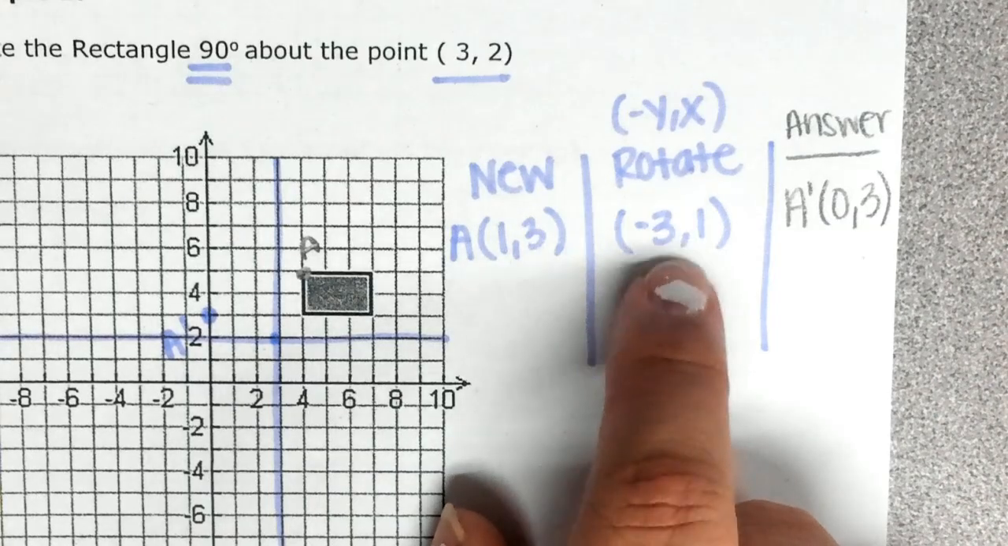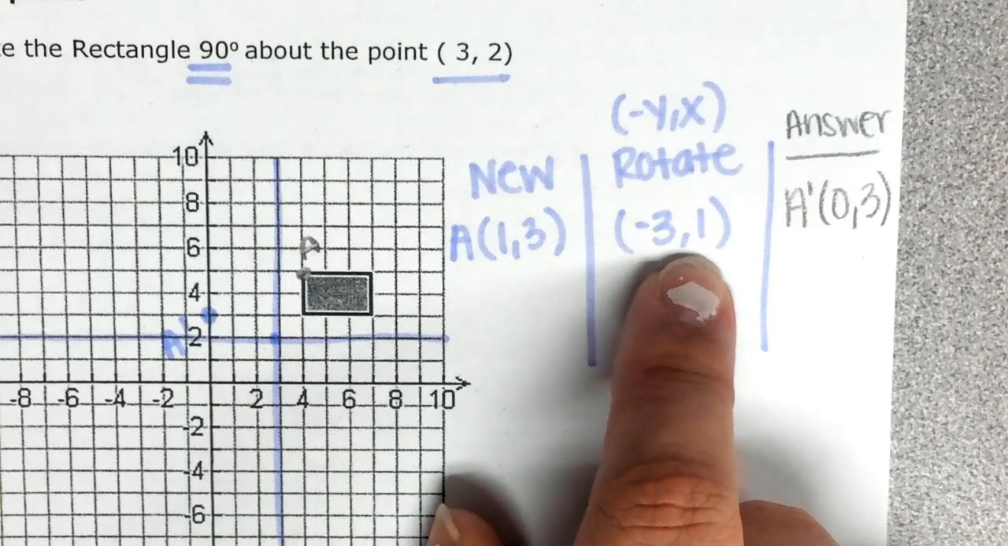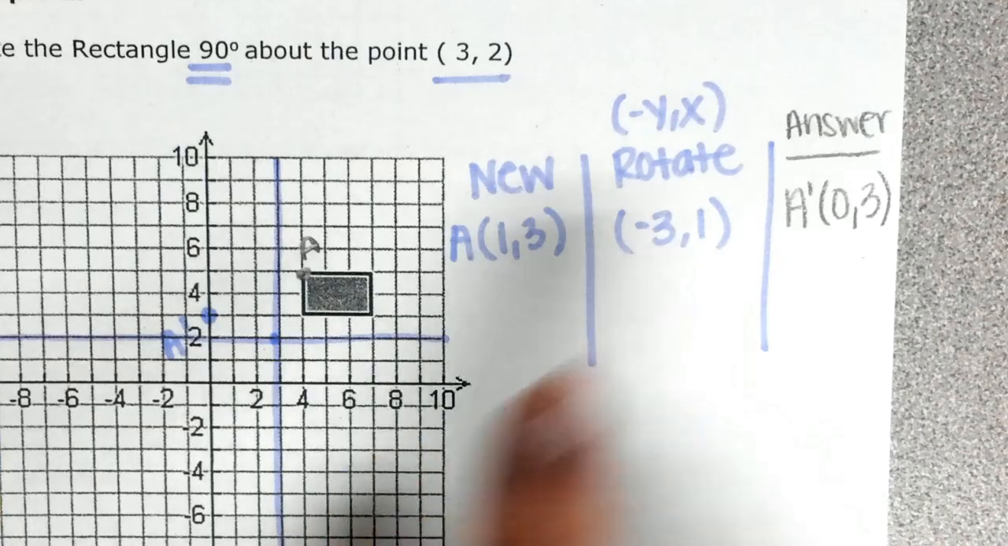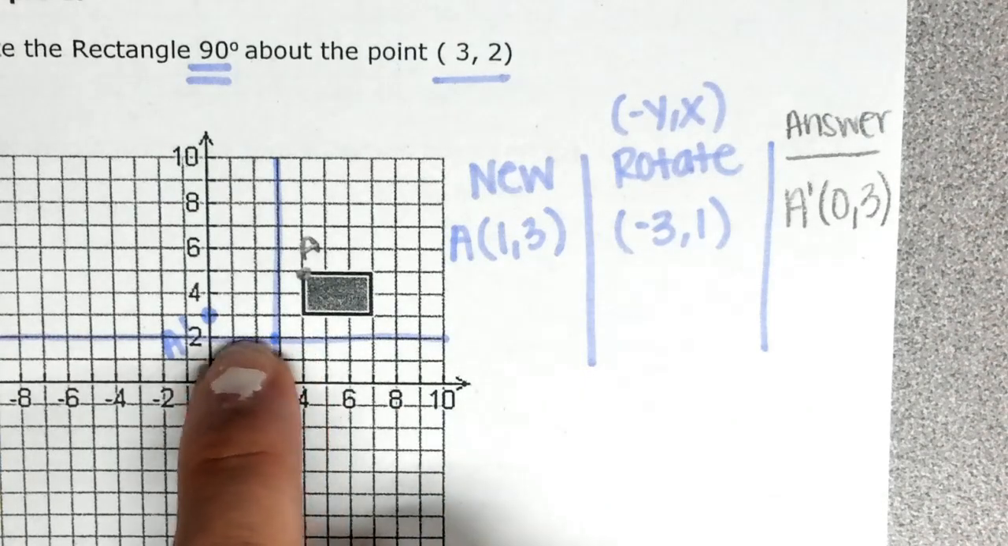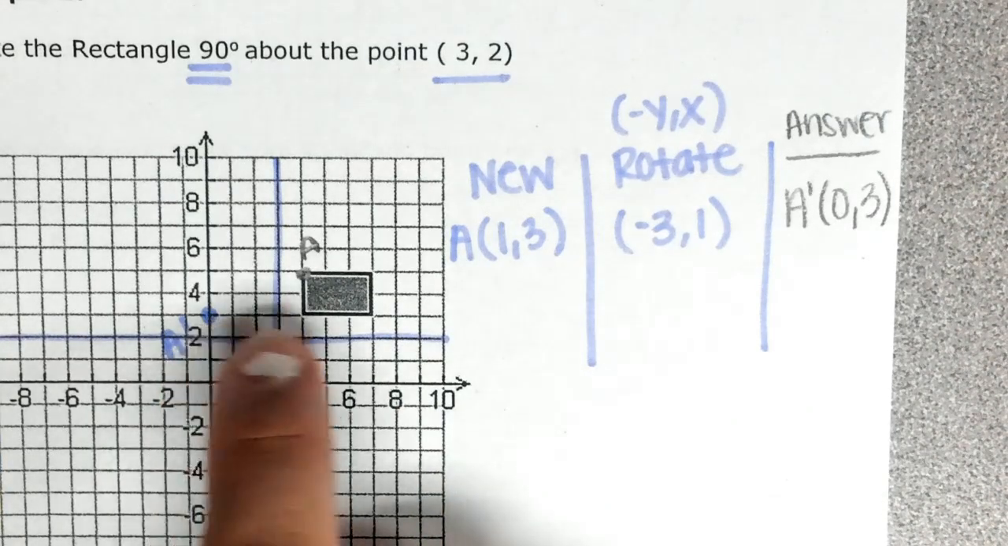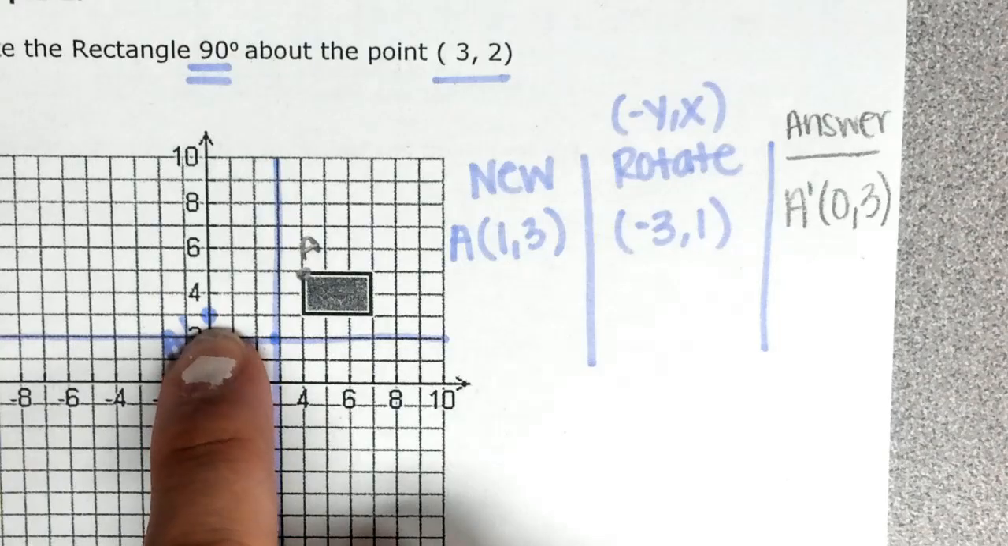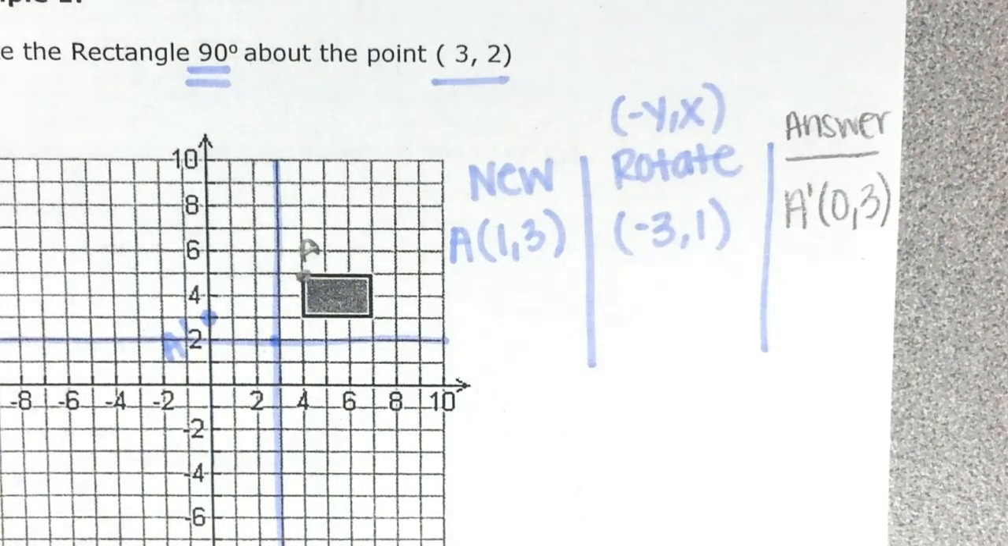Then I'm going to plot that point with my new origin. So my point is negative 3, 1. So from the new origin, I'm going to go left 3, up 1. Because that's negative 3, 1 with my new origin. And then read it off the graph like you normally do, without any new origin. Okay.